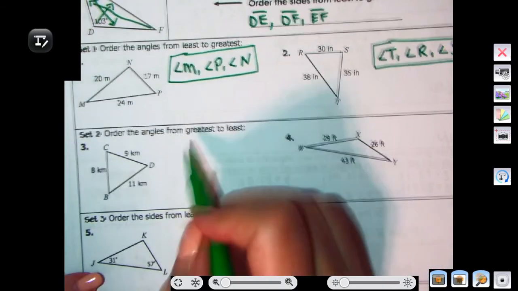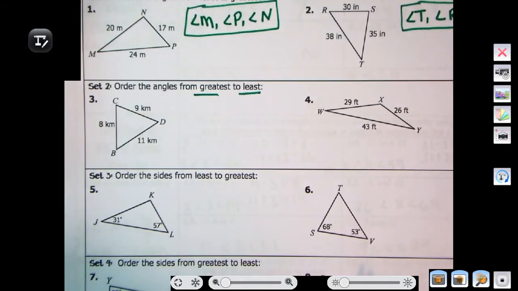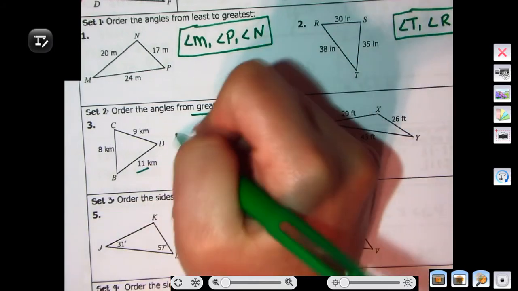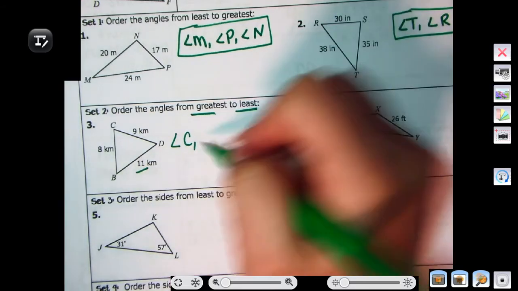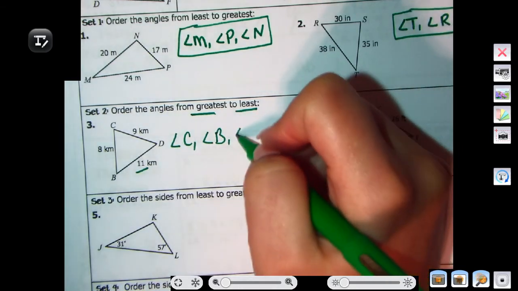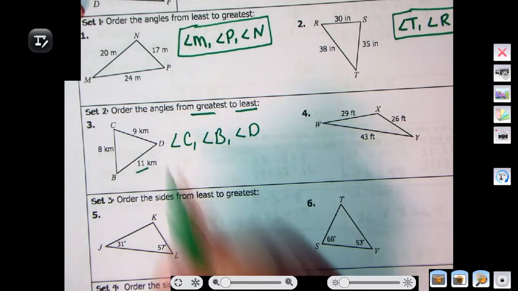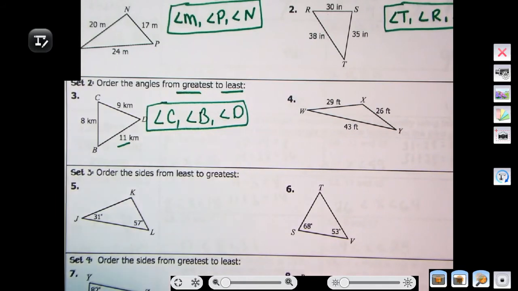Okay, now let's order greatest to least. So going opposite direction. So just super important to always really read the directions, because that's an easy way to get a test question wrong by not realizing that it says greatest to least. So greatest over here, we have the largest is 11. So we're going to have angle C, then angle B, and then angle D. So that's greatest to least.